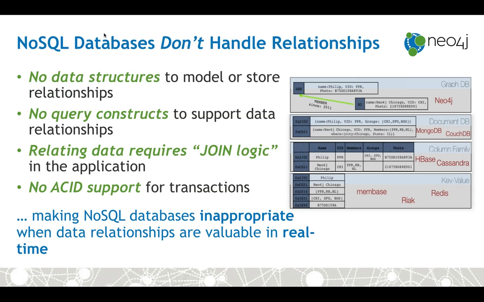On the other hand, we have a whole category of NoSQL databases, such as document databases, key value stores, but we have similar problems there too. We don't have data structures that really model or store relationships. Most of these databases don't really have a good query construct to query relationships. Often we end up writing join logic at the application layer, and we don't have support for ACID transactions, many of these. So for these reasons, many NoSQL databases are inappropriate with handling data relationships in real time as well.